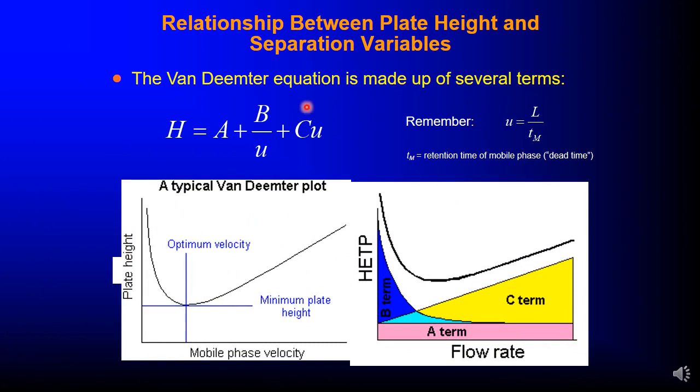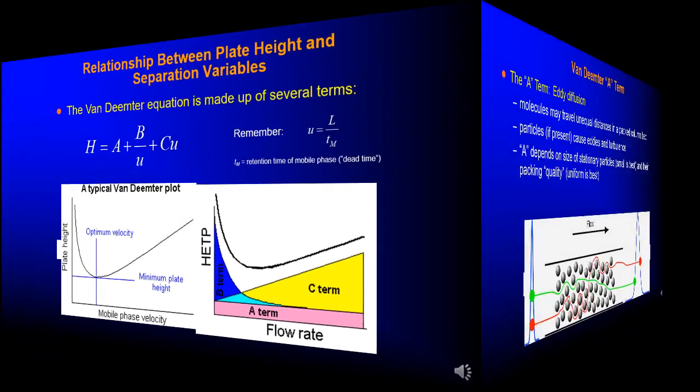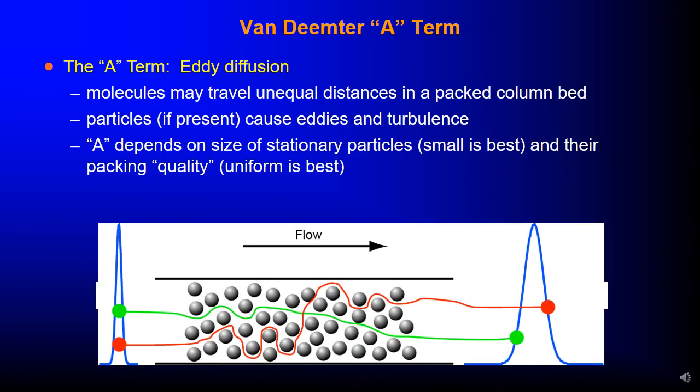So in 1956, J.J. van Deemter introduced the first equation which combined all three sources. See here. At this point is where we have the minimum plate height, at the optimum velocity.